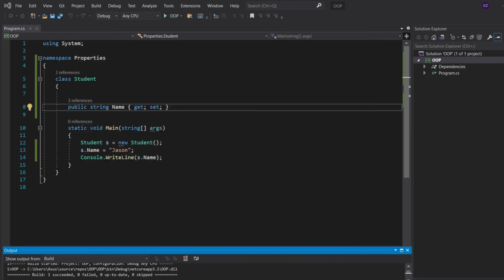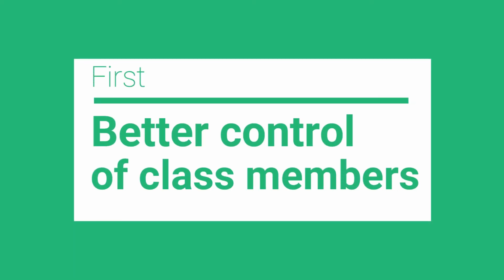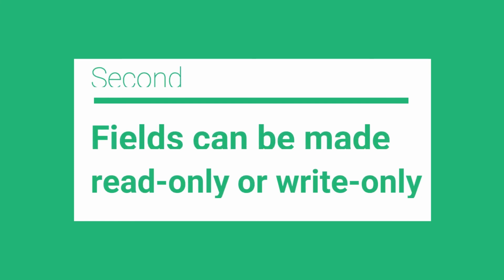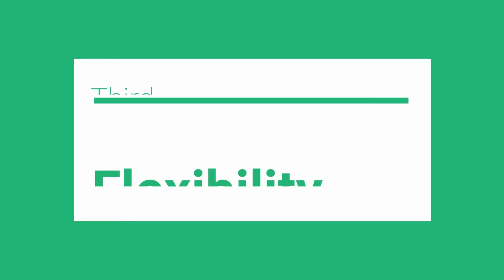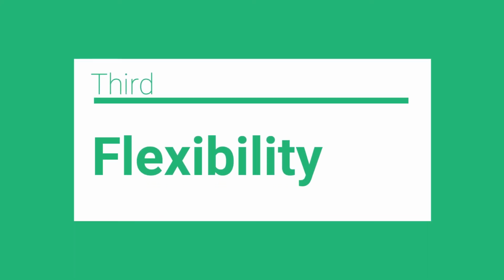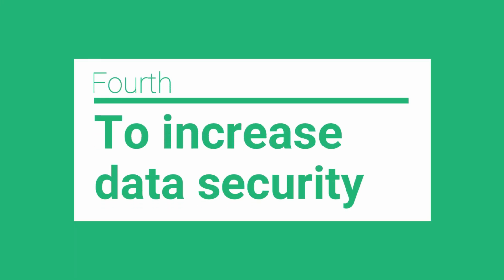And why use encapsulation? There are several reasons. First, better control of class members. Second, fields can be made read-only if you only use the get method, or write-only if you only use the set method. Third, flexibility. The programmer can change one part of the code without affecting other parts. Fourth, to increase data security.